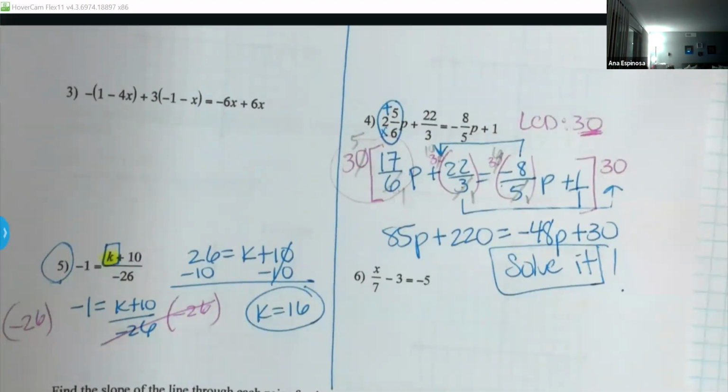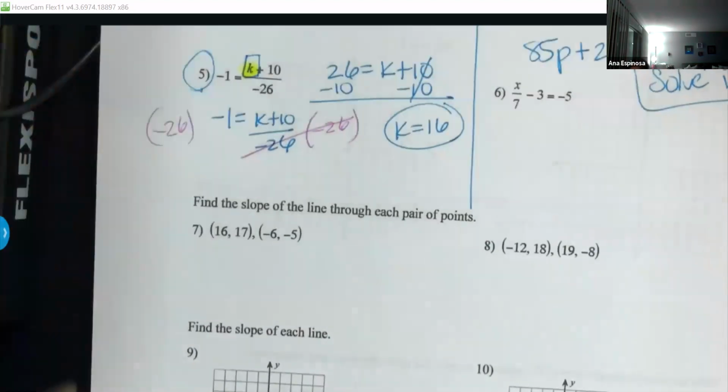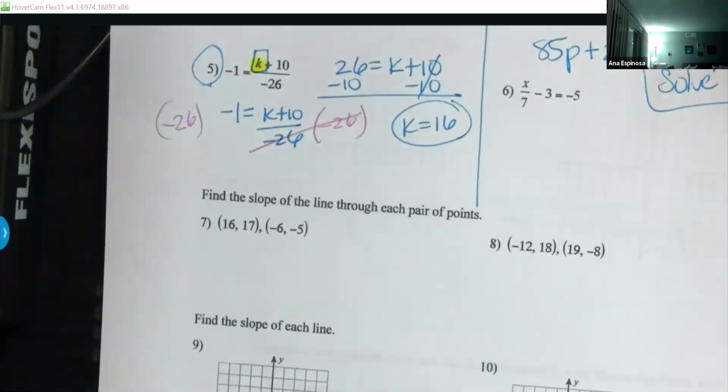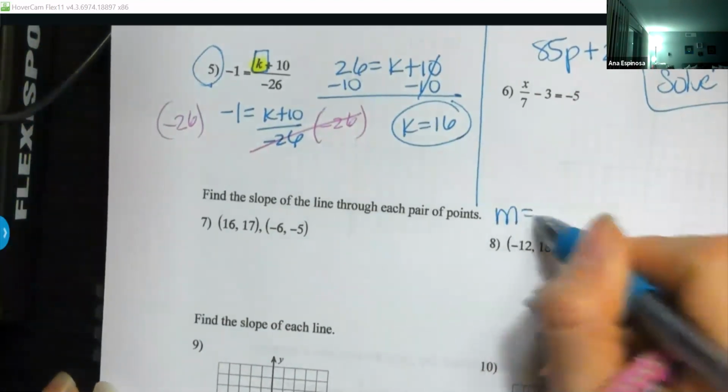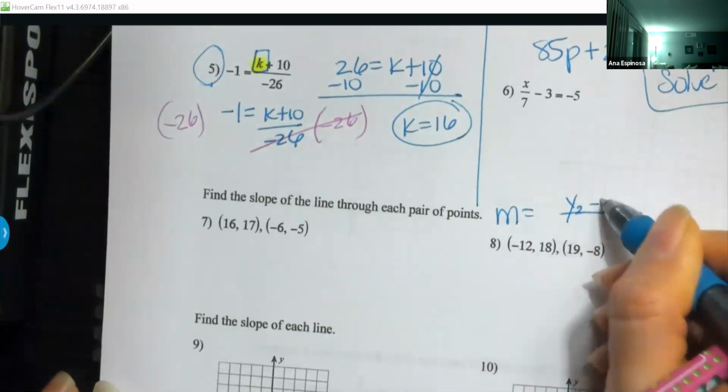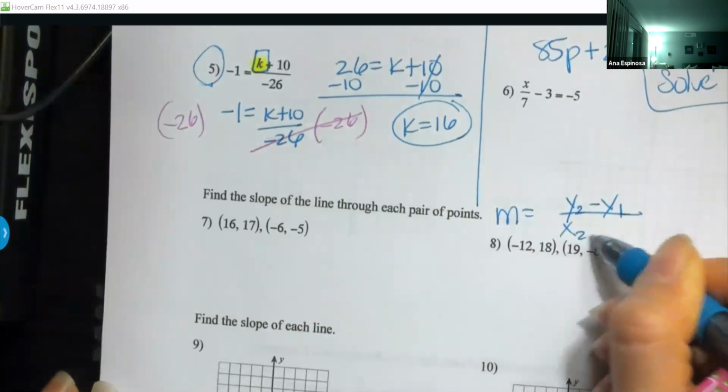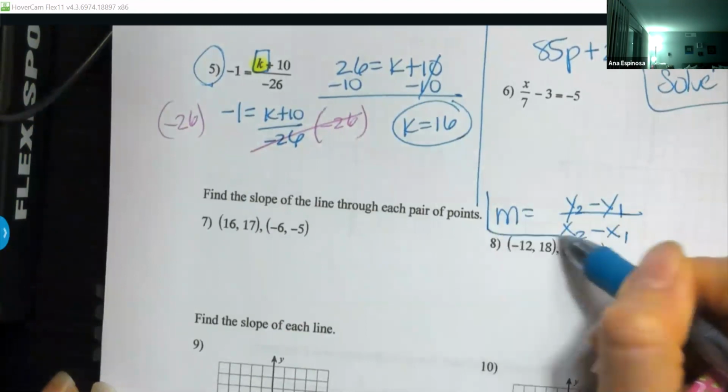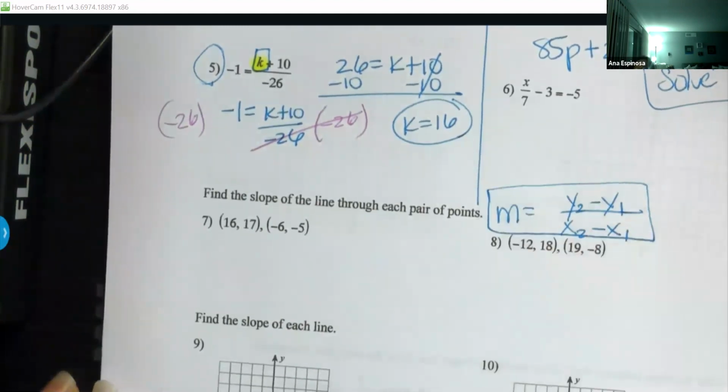All right, I'm gonna go now to slopes. Okay, this is something that I hope you remember. You can definitely write these formulas on your note card. Okay, and here's one of them. This is the slope formula.